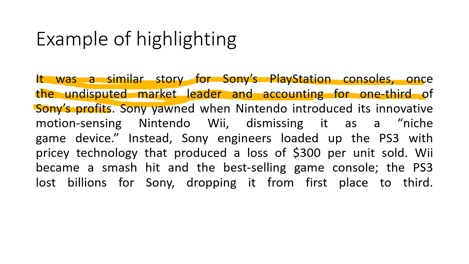So I'll mark this as number one. That's nice. So when I have to go back to my notes, this was related to question number one. Maybe the question was asking who was the undisputed leader at the time. I can go back and highlight another point. Let's say I'll do it in green. How much did it cost? Maybe the pricey technology produced a loss of $300 per unit sold. This could be related to question number two. And so forth.